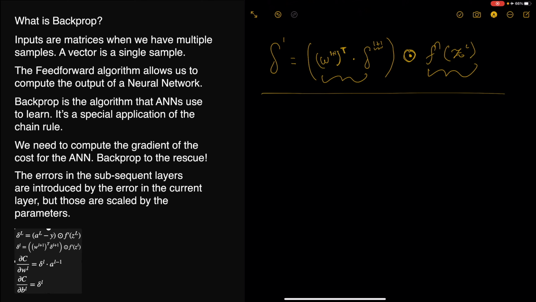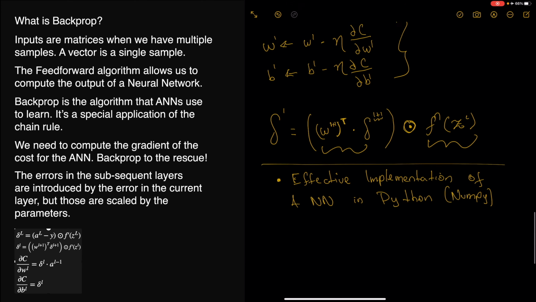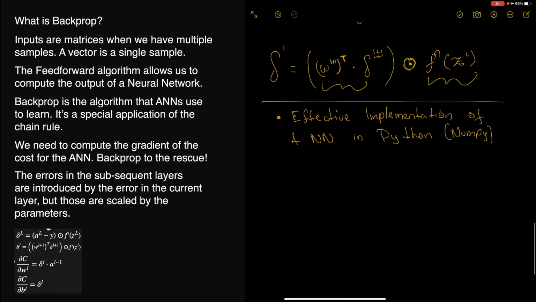Now, with that being said, in the next few videos, we are going to go through an effective implementation of a neural network, NN, in Python. We are going to go ahead and use NumPy to implement a neural network using these equations from scratch. And I'll see you there. See ya.